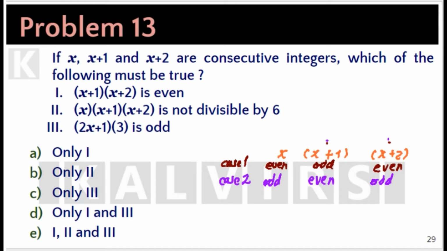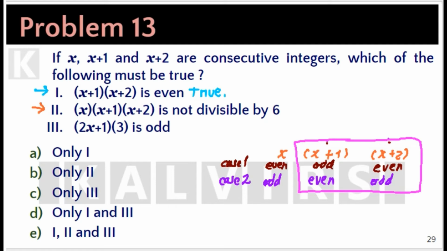Now, from statement 1, x plus 1 times x plus 2 is even. So the product of two consecutive integers is always even since one of them is even. Statement 1 is true. Now, statement 2.